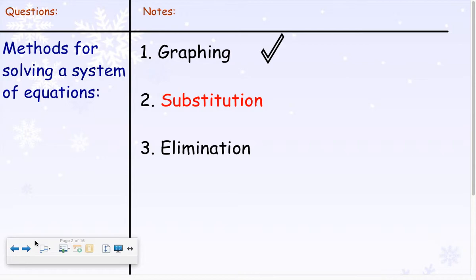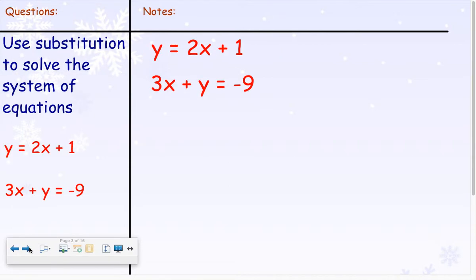So it's kind of like three different ways to get the same answer for something. You could graph it, you could use substitution, or you could use elimination, which you'll learn in the next lesson, and you'll get the same answer no matter which method you use. Alright, so use substitution to solve the system of equations.